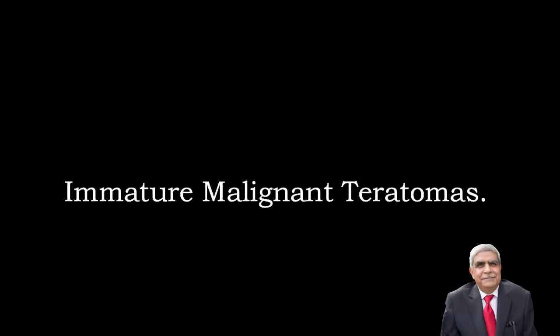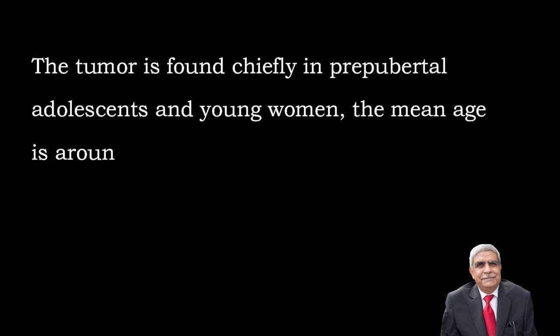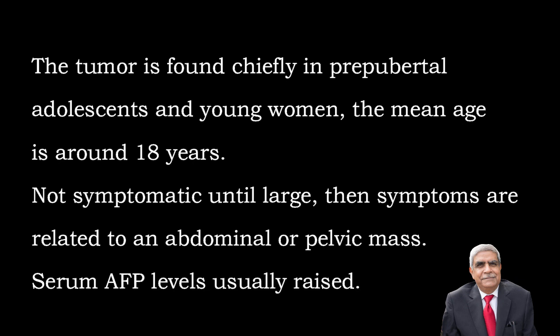Immature teratomas. They are rare, rapidly growing malignant tumors present during childhood. They differ from benign teratomas in that the component tissue resembles that of embryonal or immature fetal tissue. The tumor is found mainly in prepubertal age and in young women. The mean age is around 18 years. No symptoms are present until they are large. Then symptoms are related to abdominal or pelvic mass. Serum alpha-fetoprotein is raised.